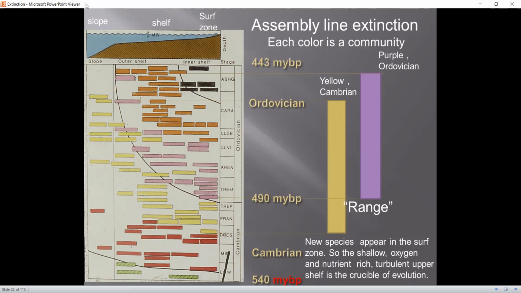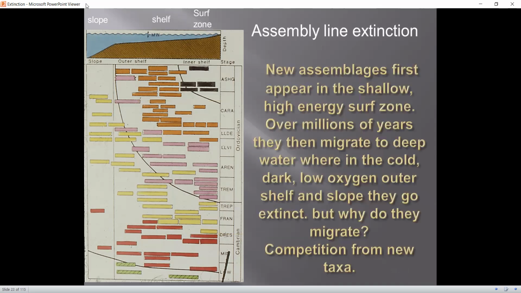assembly line mass extinctions. So we can say, again, new species appear in the surf zone, which is a high energy, well oxygenated, nutrient rich zone with a lot of light, by the way, in the shallow oxygen, nutrient rich water. That's the crucible of evolution. And then the outer shelf and the upper slope is where extinction takes place. At least this is for the benthonic or bottom dwelling organisms.